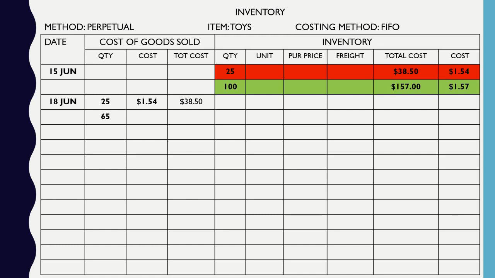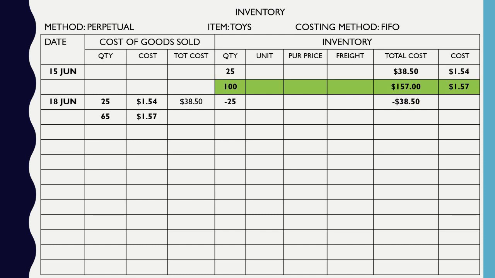So we're eliminating the $38.50, right? Okay. And we're going to go ahead and just subtract that right out to make our red batch disappear. Okay.